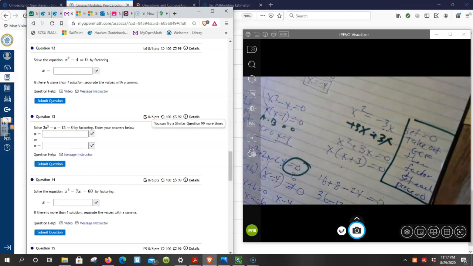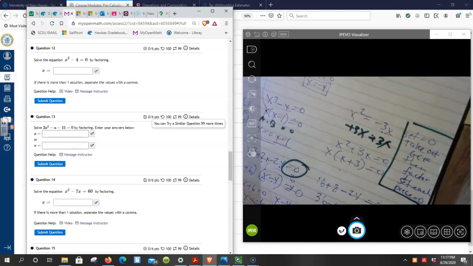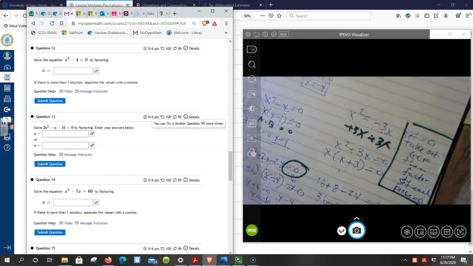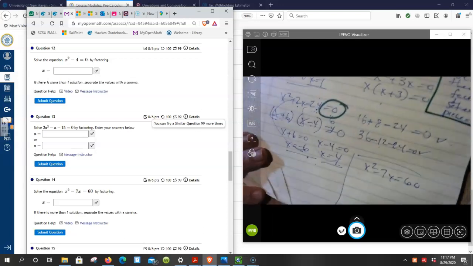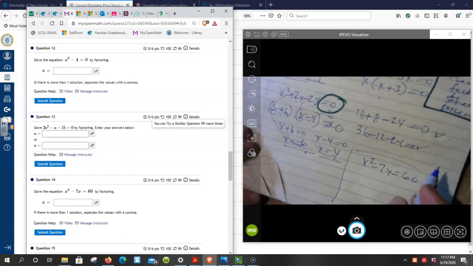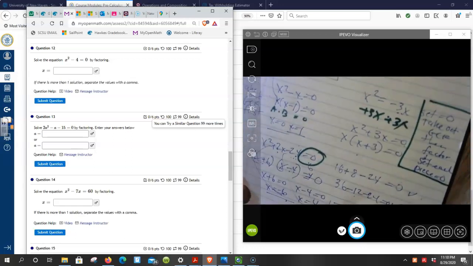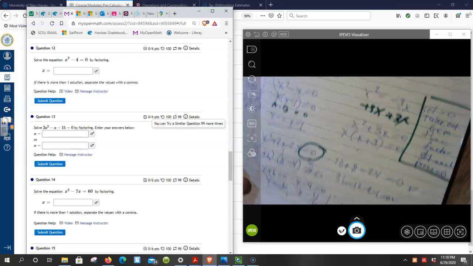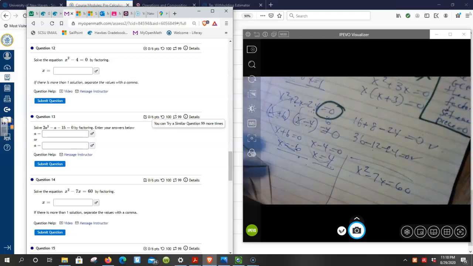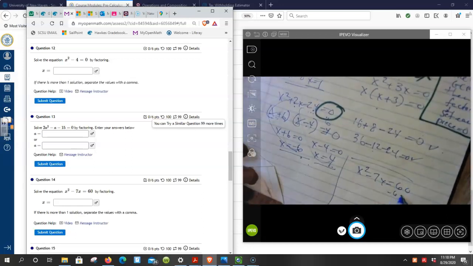So let's try that one. If you had something like x squared minus 7x equals 60, well, the first thing you have to do there, again, is set equal to 0. That's the first step. Is it equal to 0? No. So it's like a little checklist for you, okay? That means we have to subtract 60. So x squared minus 7x minus 60 equals 0.